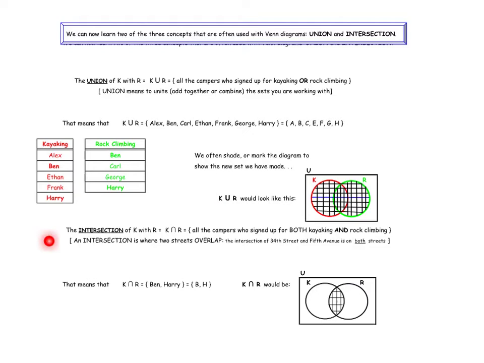The intersection of K with R, with an upside down U, which is sort of reminiscent of an N for intersection, has all the campers who signed up for both kayaking and rock climbing. If you aren't in kayaking and rock climbing both, that means Ben and Harry, you're not in the intersection. So what we did was we shaded in the section of the Venn diagram that was part of both circles, and that's what the intersection looks like in a Venn diagram.